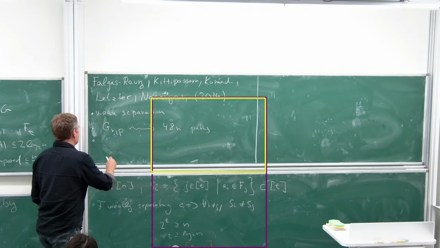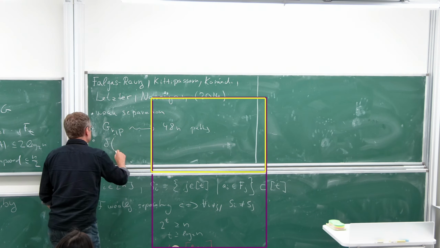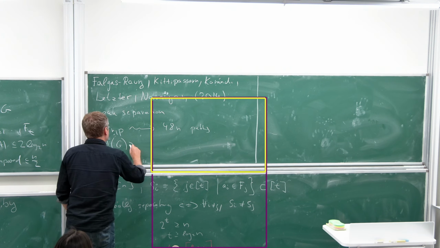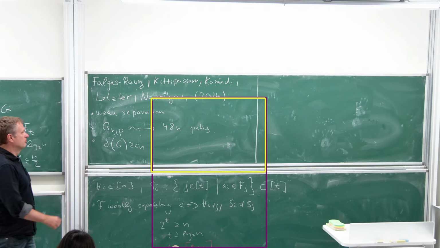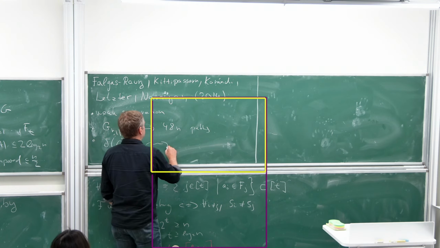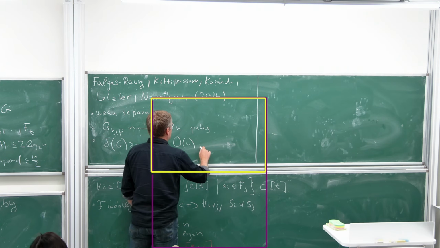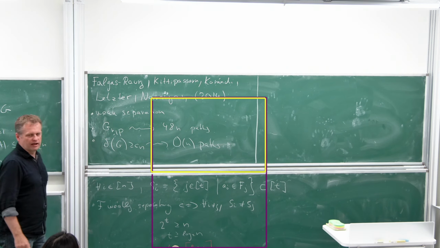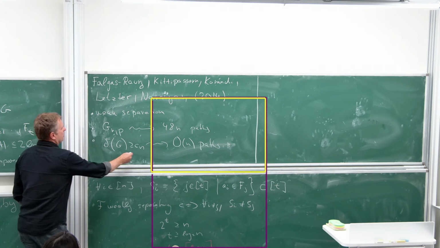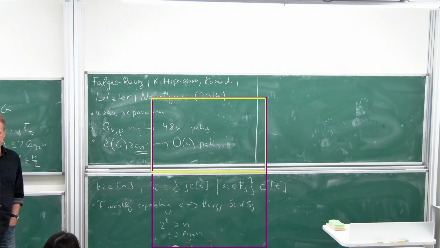The second special case which they proved was that if your graph has a linear minimum degree, then a linear number of paths again suffices. But there was this condition that your graph has to have a linear minimum degree.